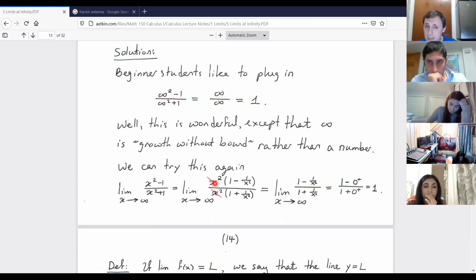And x squared over x squared, it's the same number over itself, and the number is positive, right? Because I'm going to plus infinity. Of course, I can assume the number is large and therefore bigger than 0. So I can cross it out, and I'm left with the limit as x goes to infinity of 1 minus 1 over x squared over 1 plus 1 over x squared. Yes?